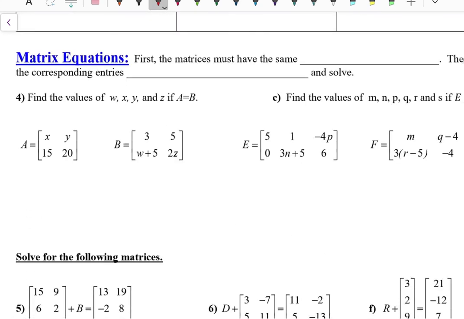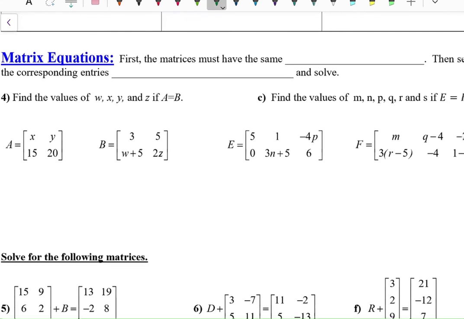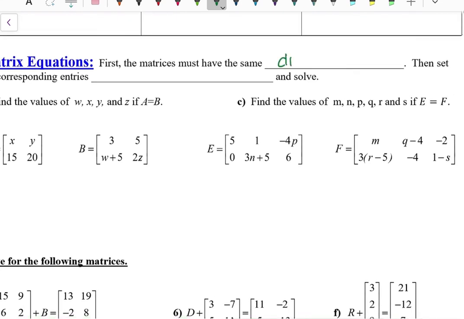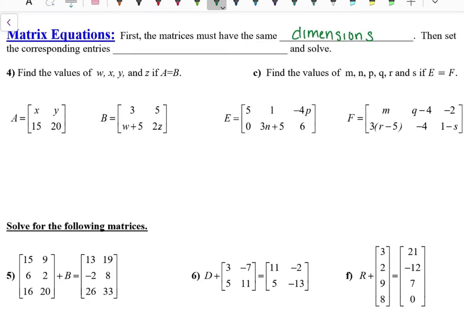So matrix equations are nothing really new. I know they seem new, but really they're just basic algebra that we've been doing this whole time. So first, the matrices must have the same dimensions. So the same amount of rows, same amount of columns. Then set the corresponding entries equal to each other. And solve. Basically, find where your variable is and use that to help you figure out what you need to solve.